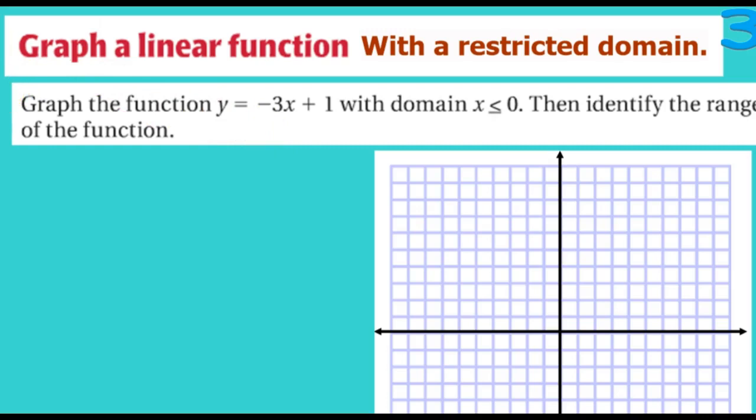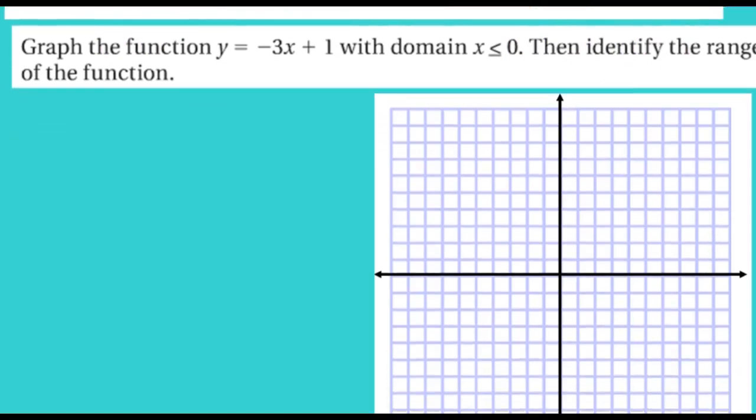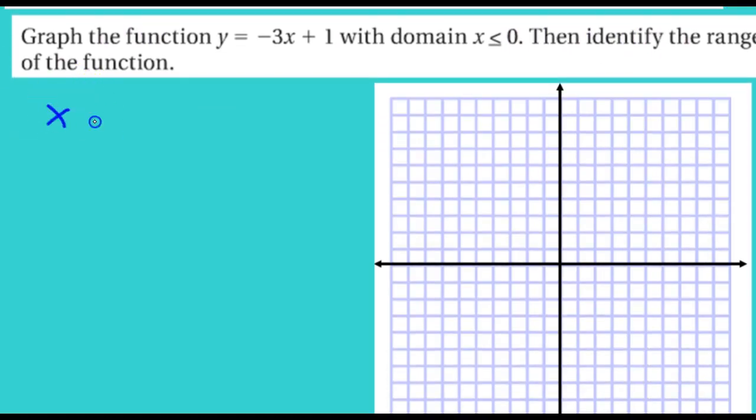Next it says graph the function y equals negative 3x plus 1 with a domain x is less than or equal to 0. Then identify the range. So if I'm going to make my table here, my x has to be less than or equal to 0. So my first number is I'm going to put 0. Then less than 0, put negative 1, negative 2, and negative 3.